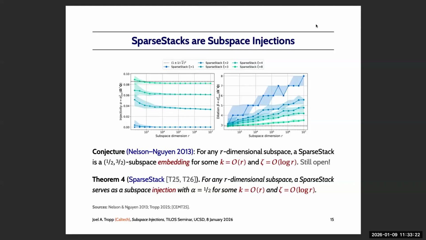There's a conjecture due to Nelson and Nguyen from 2013 that for any fixed r-dimensional subspace, the sparse stack is a subspace embedding with injectivity 1/2 and dilation 3/2 for some embedding dimension that's proportional to the subspace dimension, and for column sparsity zeta, which is proportional to the log of the subspace dimension. This conjecture is still open, even after 12 years of work, although there are some results that get pretty close now.